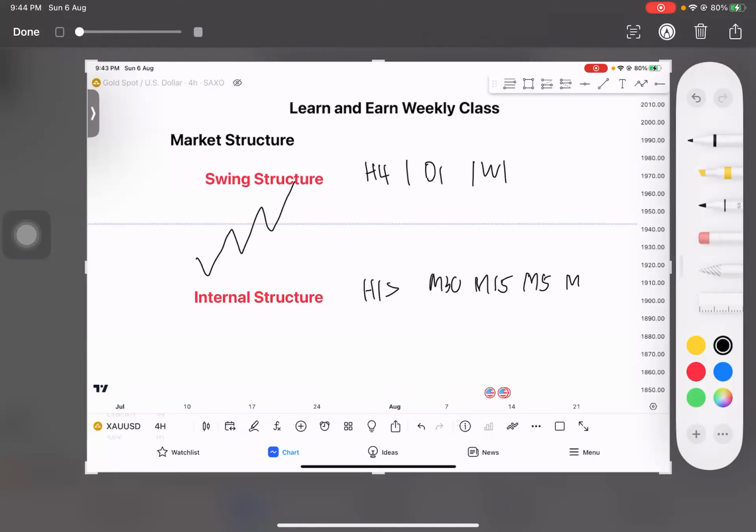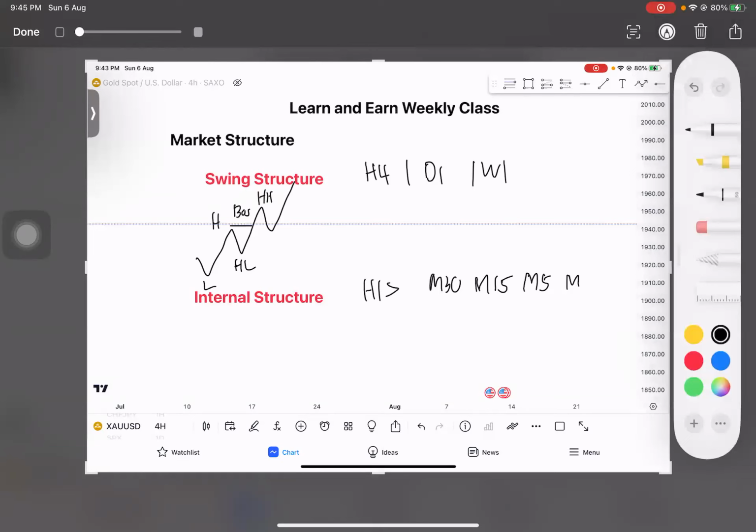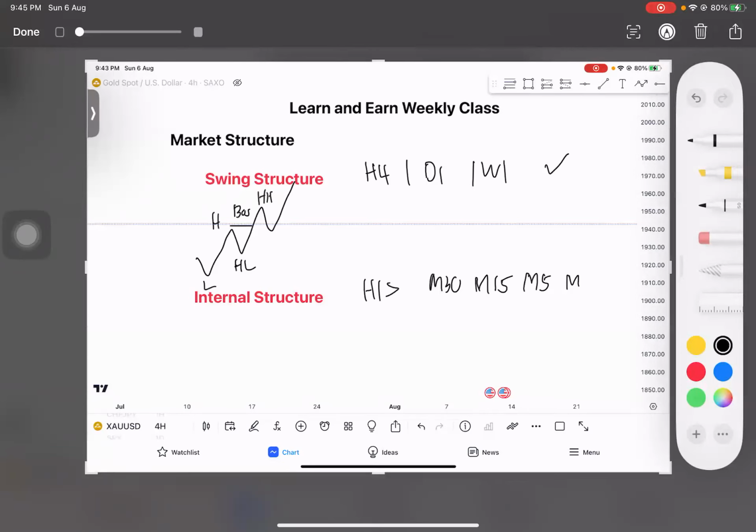So this is an example of the uptrend. In this area, we call it a break of structure. It is created from the low, high, higher low, and higher high. This is for the swing structures. You can only identify and draw these on three time frames, which are H4, daily, and weekly.